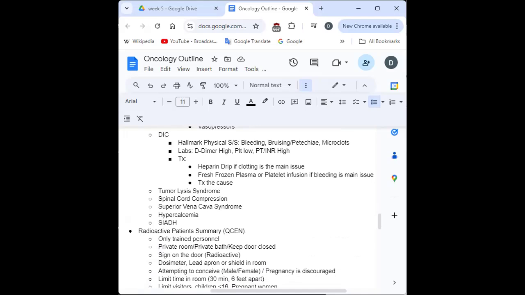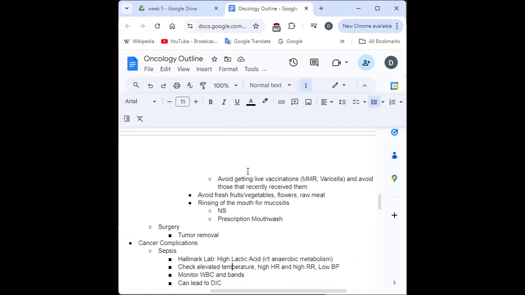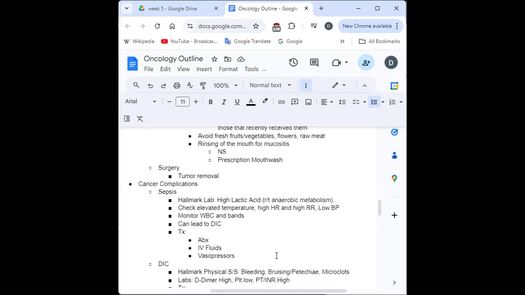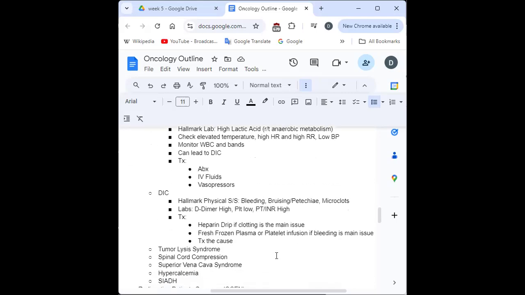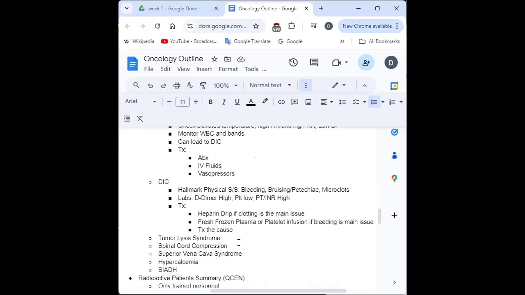Okay. Are there any questions on what we talked about? Okay. So now, tumor lysis syndrome. Can anyone explain to me what that is?